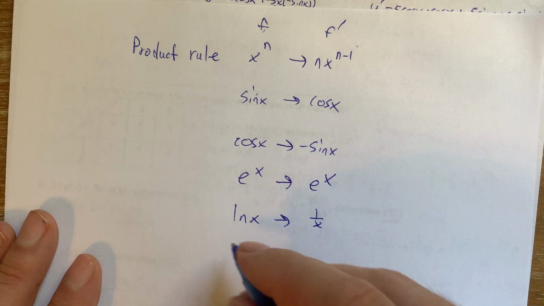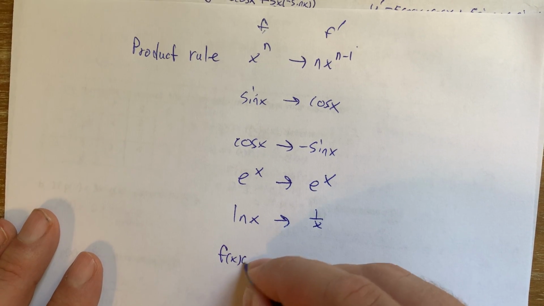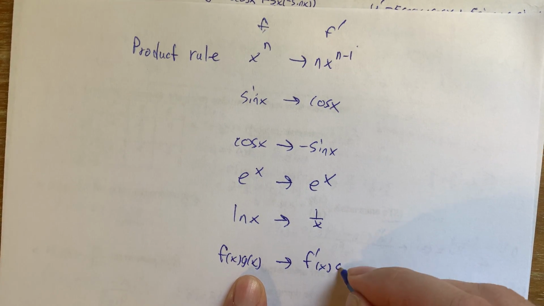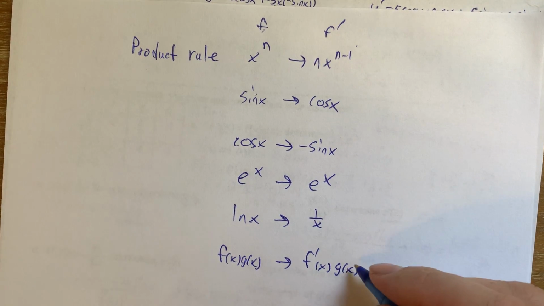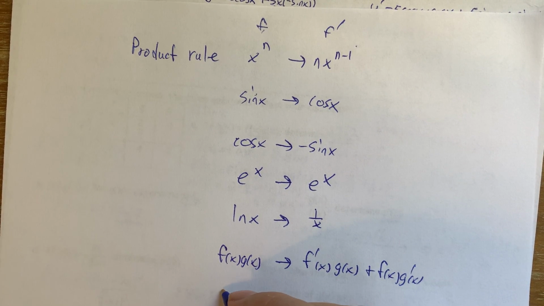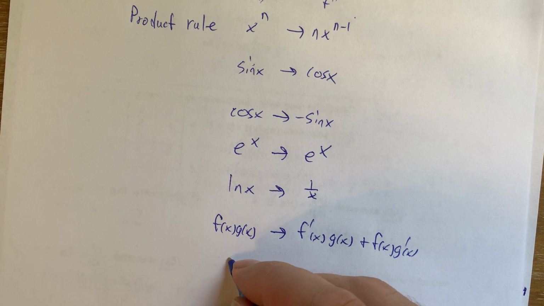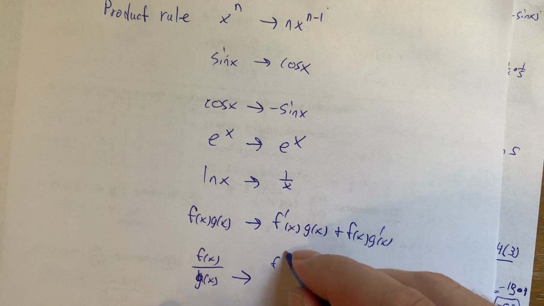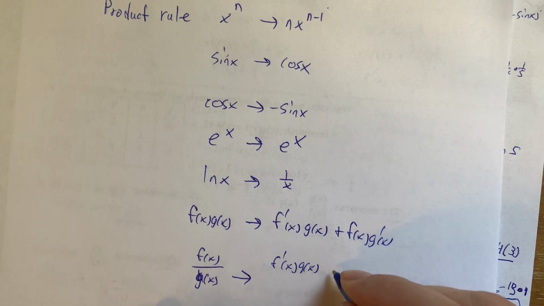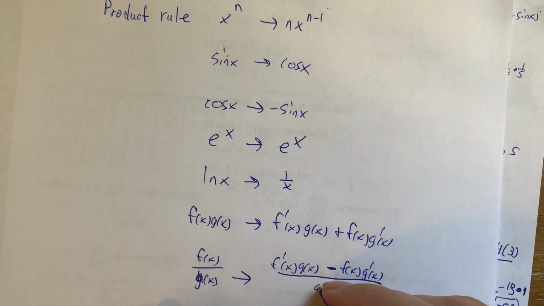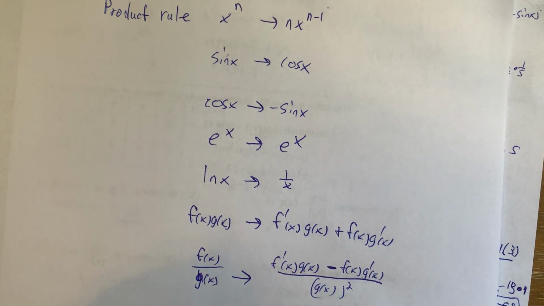It's probably worth putting on the product rule. If you have f of x times g of x, the derivative is, this is the product rule, put it on a flashcard, memorize it, test yourself, do you know how to do it? f prime of x times g of x plus f of x times g prime of x. And then what else do we have? We've got the quotient rule. f of x over g of x. And that derivative is going to be, you do the derivative of the top times the bottom left alone, minus, leave the top alone, times the derivative of the bottom, over the bottom squared.